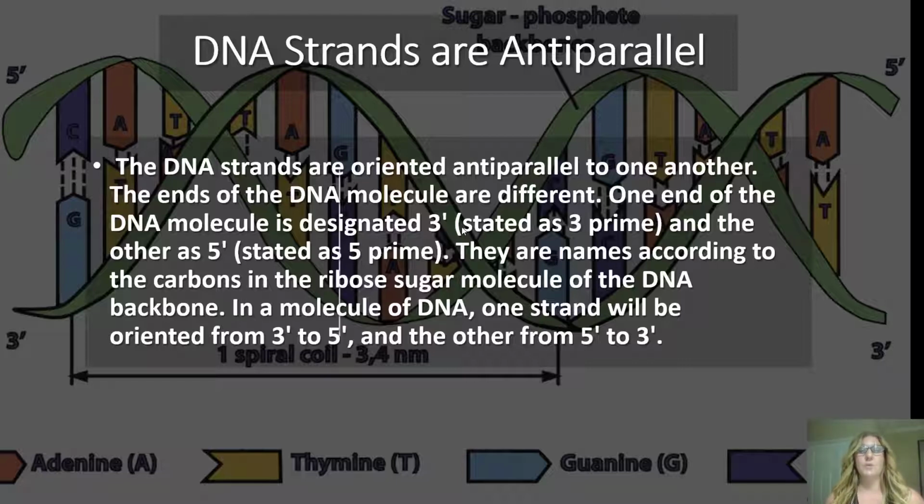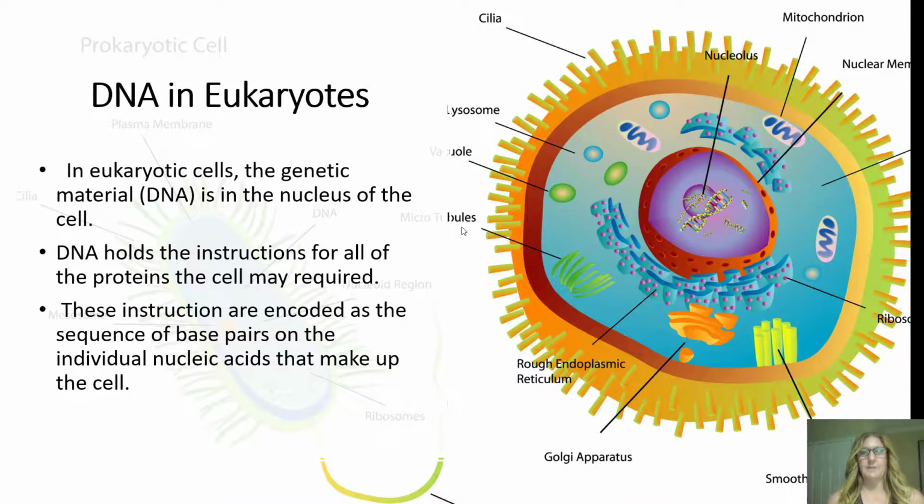But the DNA strands are oriented what we call anti-parallel to one another. So one end of the DNA molecule is going to be designated as 3', the other one as 5'. One of the strands of the DNA molecule is going to be oriented from 3' to 5', and the other one from 5' to 3'. You'll see why that is important here very shortly.